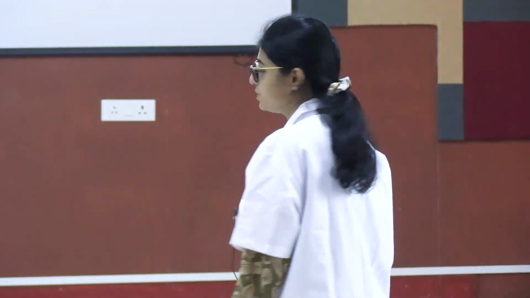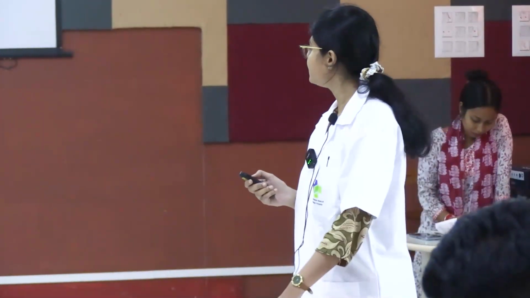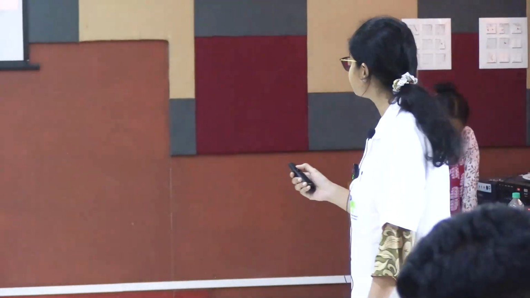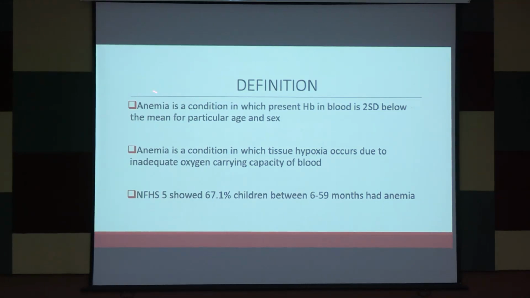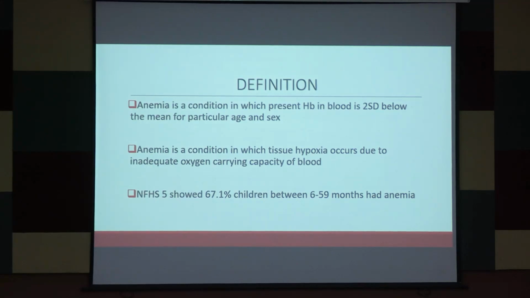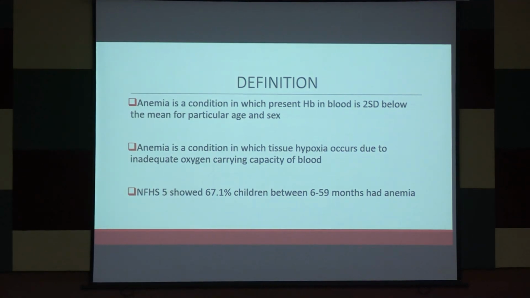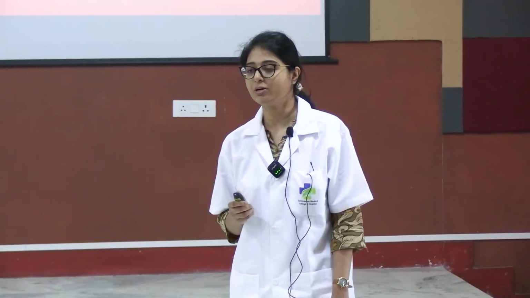So anemia is a condition in which the hemoglobin in the blood is 2 standard deviations below the mean for age and sex. Okay. And there is a physiological definition of anemia as well. It is a condition in which tissue hypoxia occurs due to inadequate oxygen carrying capacity of the blood. There was a survey, the National Family Health Survey, NFHS-5. It has shown that about 67.1% of children between 6 months and 59 months have anemia.